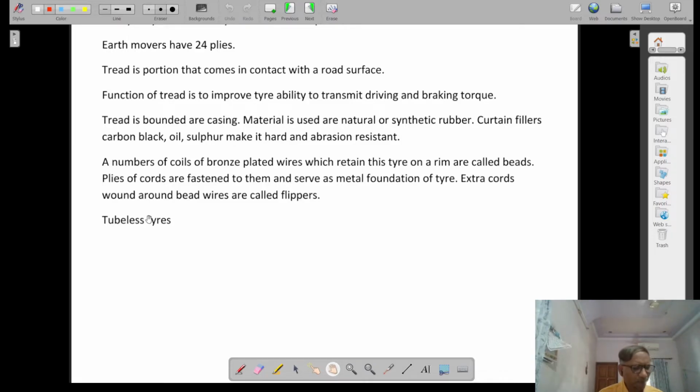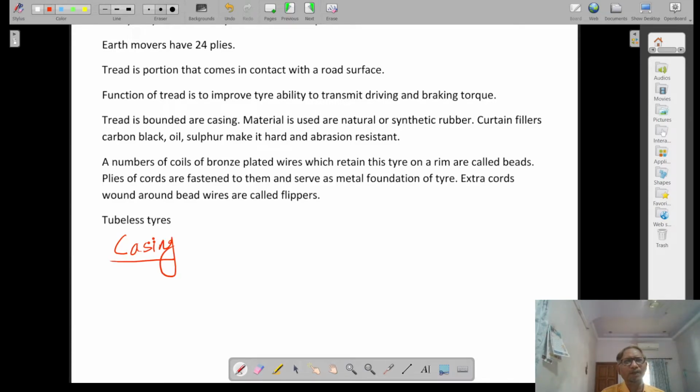Then we most often come to know the tubeless tires. So what are tubeless tires? The material and design are the same as the conventional tube tire. The conventional tube tire has a tube first of all, but in the tubeless tire we don't have that tube. Instead, we have the casing. So it is very clear.